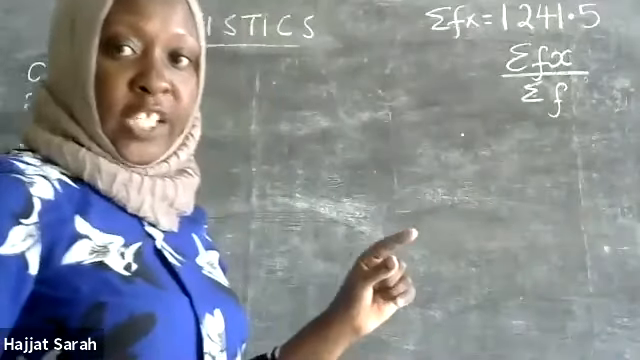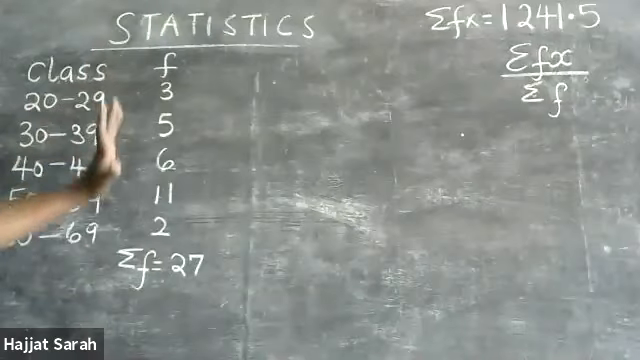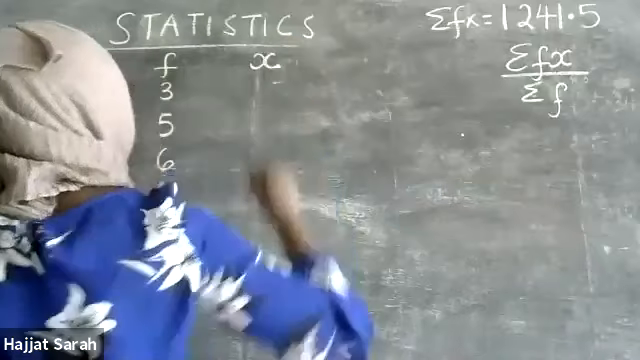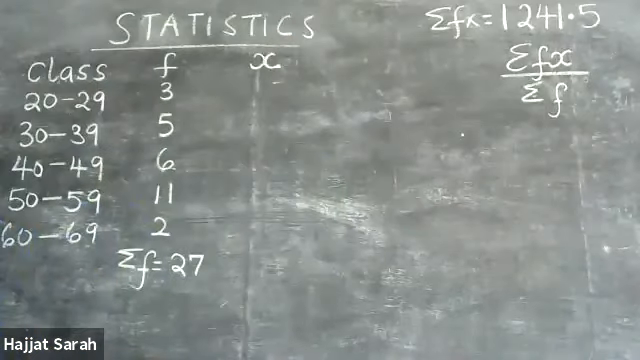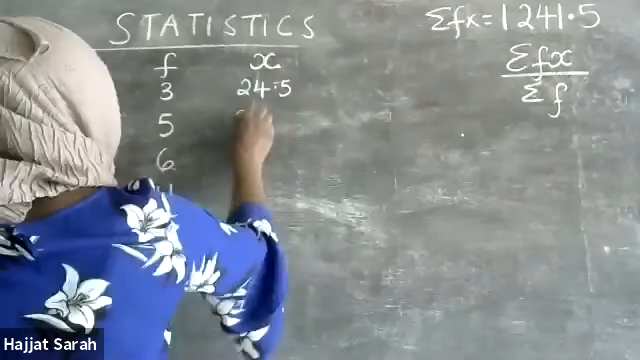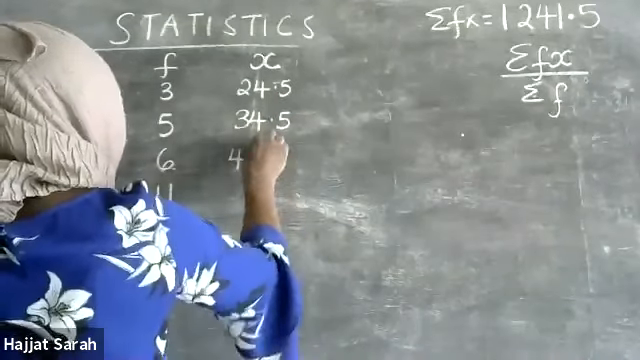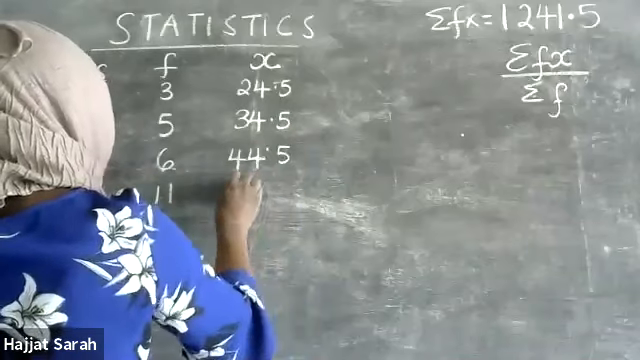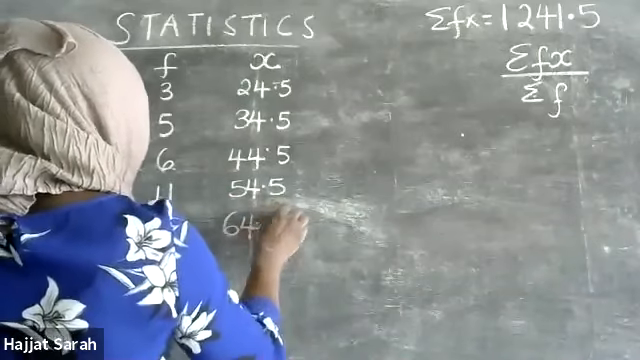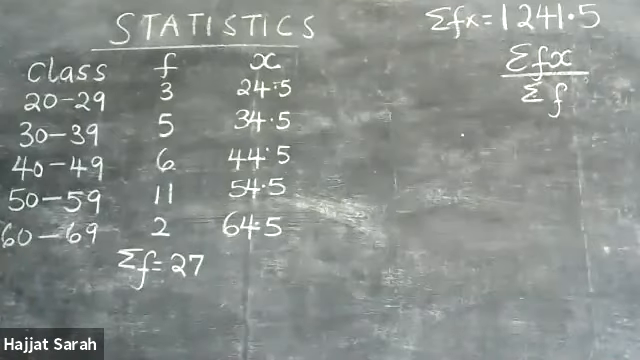Now we are going to use another formula. How do we do that? From the class frequency, we got our class mark, which is x. We had 24.5, 34.5, 44.5, 54.5, and then 64.5. Now, instead of writing fx, what do we do?